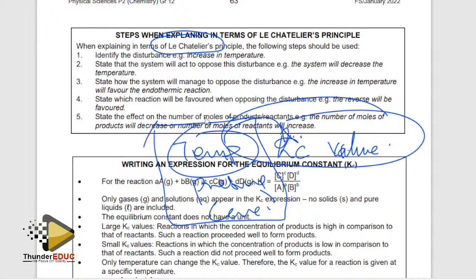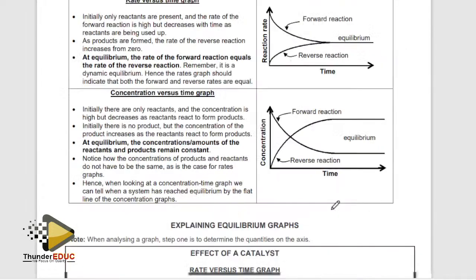They can bring it and then ask you, temperature has increased. Tell us whether the Kc value remains the same, increases or decreases. So it will depend on whether it's endothermic or exothermic. I'll show you. So we are done with that.